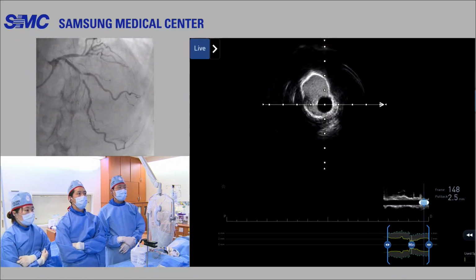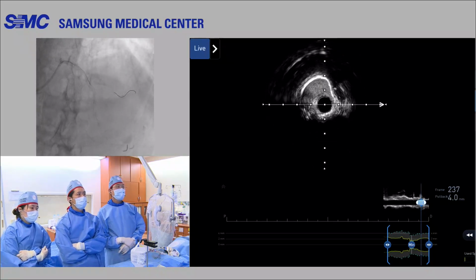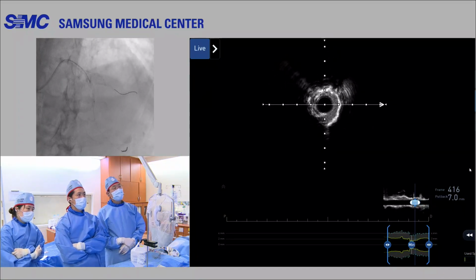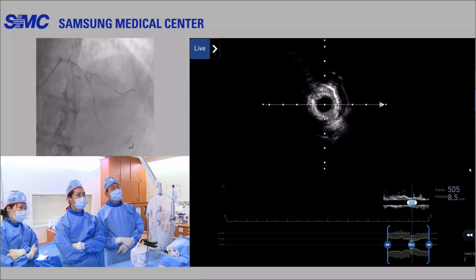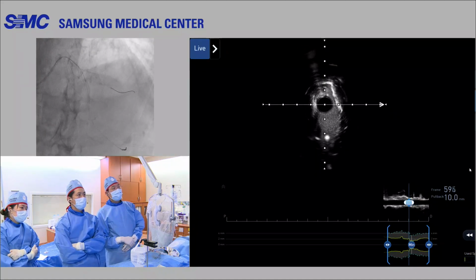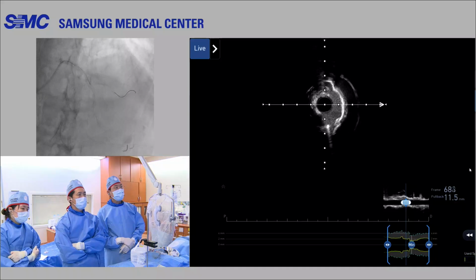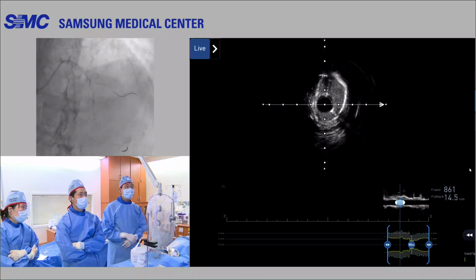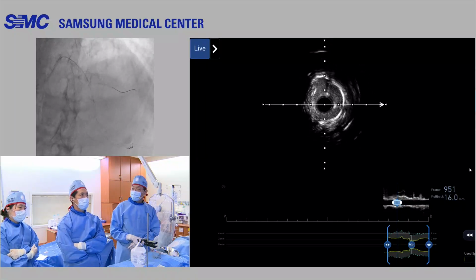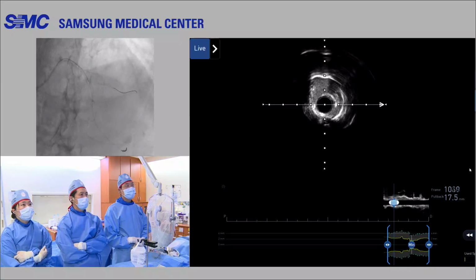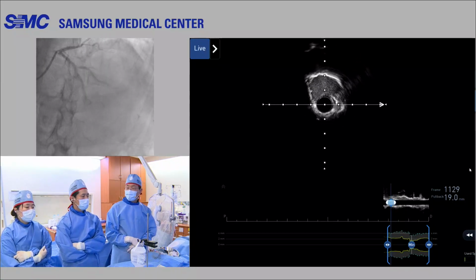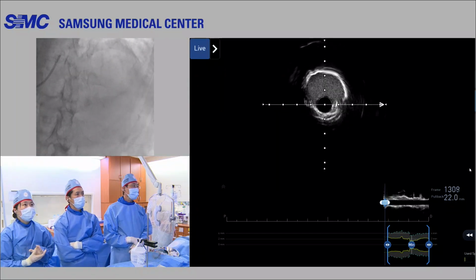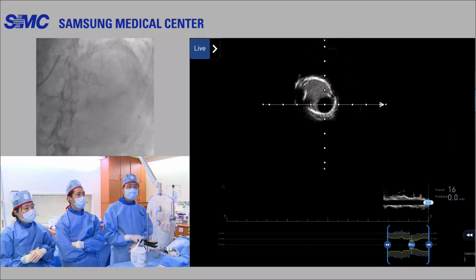Okay, IVUS from the mid LAD is encircling calcium, right? The lumen size is 2.5, but encircling calcium. This is around the diagonal. This is the most critical stenosis. Then suddenly we get enough room, about 2.75, still encircling calcium. So, stenting is risky too, right? Distally and proximally. Yeah, almost 3.0 proximally, but around the LAD bifurcation it is 2.75.